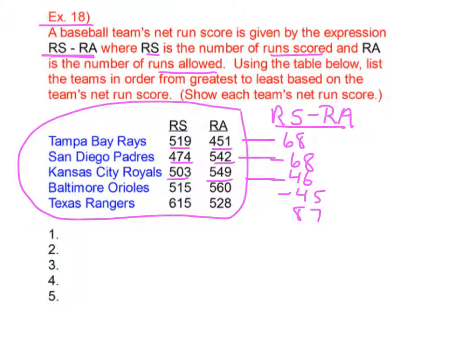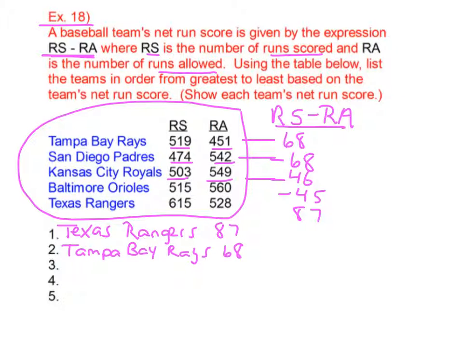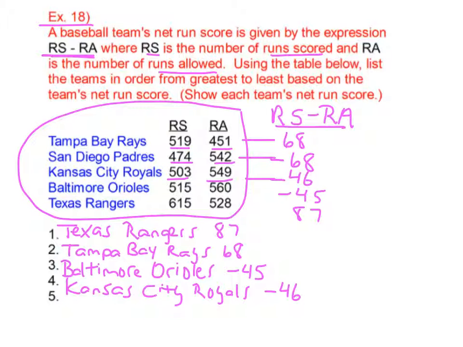So then it says to list the teams in order from greatest to least based on this net run score. So we're going to list the Texas Rangers first. And Texas Rangers had the highest, so they were 87. Then Tampa Bay Rays had a 68. Next, we have the Baltimore Orioles with a negative 45. And the Kansas City Royals had a negative 46. So negative 45 is greater than a negative 46.